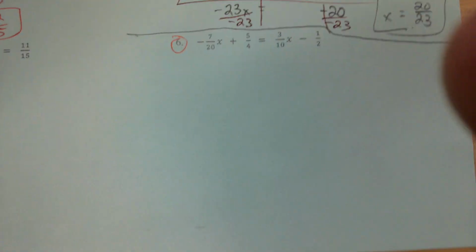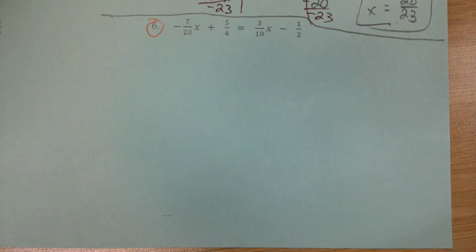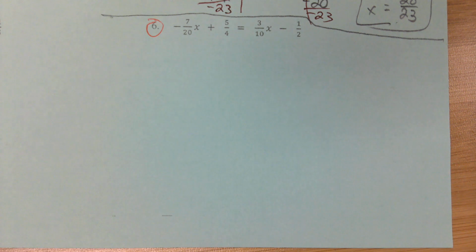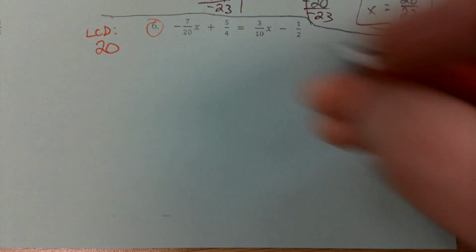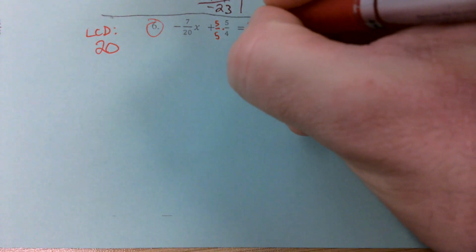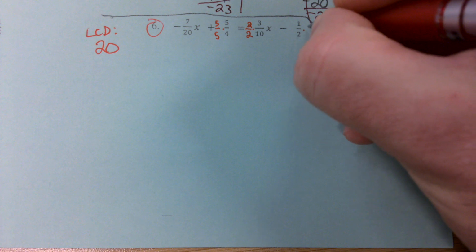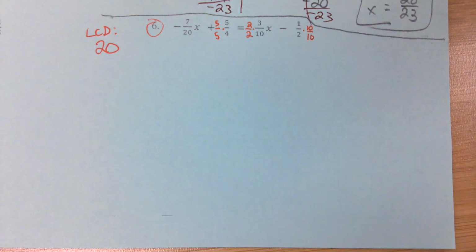Down to number 6. We've got negative 7 over 20x plus 5 over 4 equals 3 over 10x minus 2. What's our LCD here? 20. Good. It's absolutely correct. Our LCD is going to be 20. So we're going to multiply 5 over 4 by 5 over 5. 3 over 10 is going to get a 2 over 2. And 1/2 is going to get a 10 over 10.